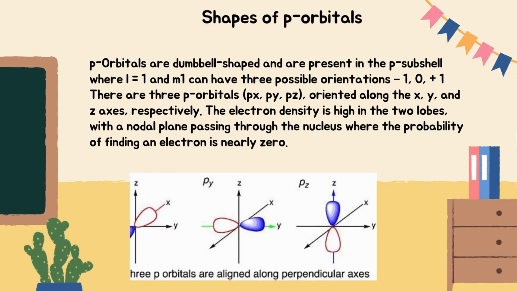Shapes of p orbitals. P orbitals are dumbbell shaped and are present in the p subshell where l equals 1 and ml can have 3 possible orientations, -1, 0, +1. There are 3 p orbitals, px, py, pz, oriented along the x, y, and z axes respectively. The electron density is high in the two lobes, with a nodal plane passing through the nucleus where the probability of finding an electron is nearly 0.